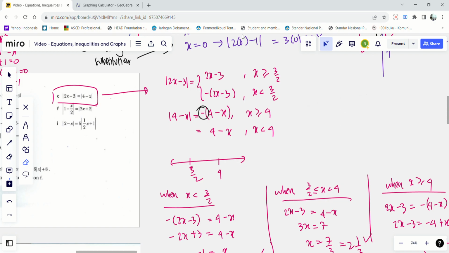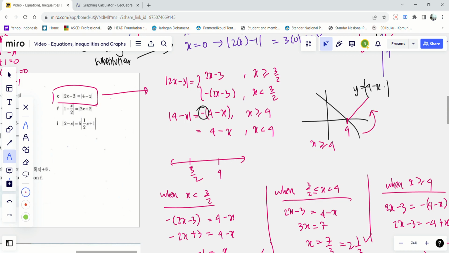Or you can make sense of that by using the graph. y equals 4 minus x will have a graph like this, right? But if it's a modulus, then we have to reflect this part. In that sense, if this is 4, when x is at least 4, you have to do some reflection. That's why there is the negative side over here as well. That's how you make sense of it.